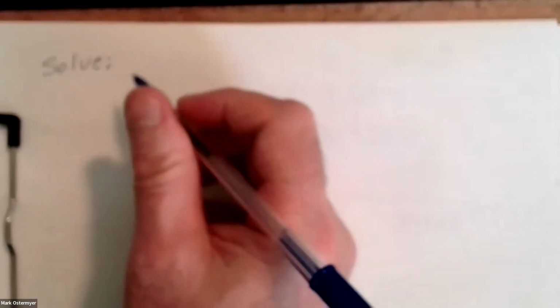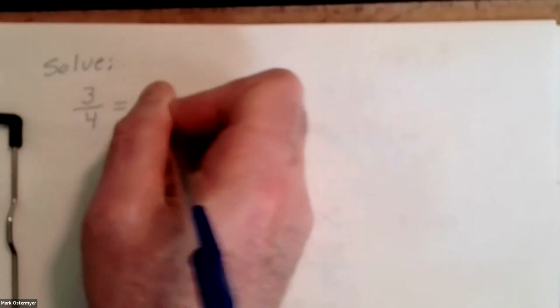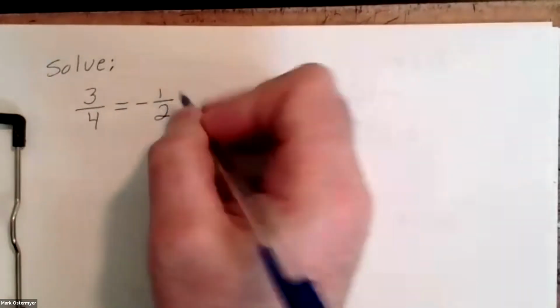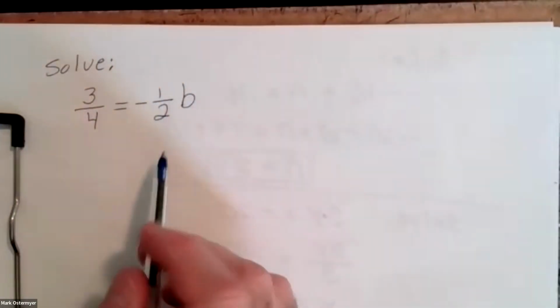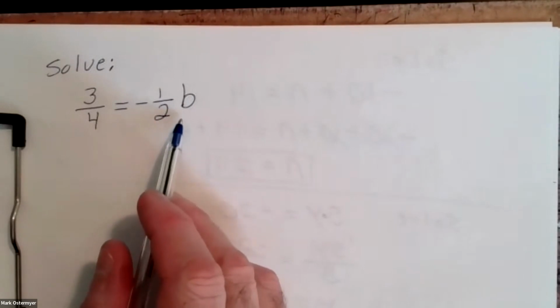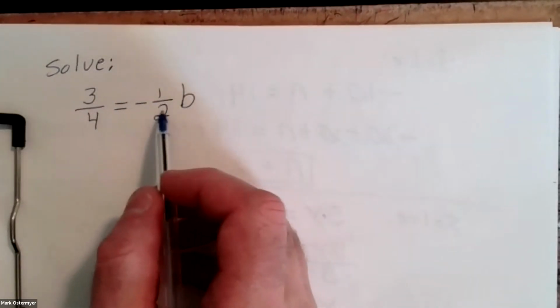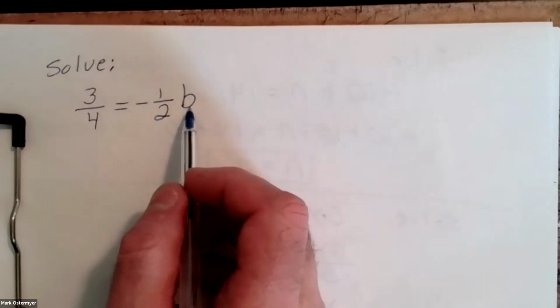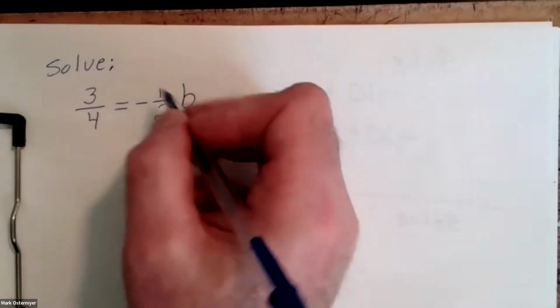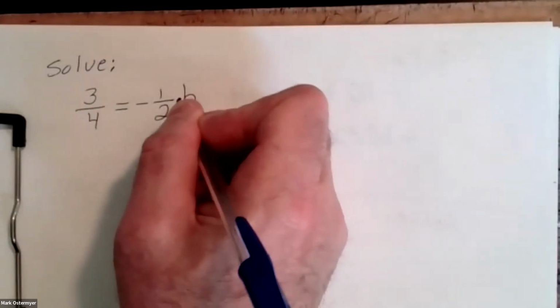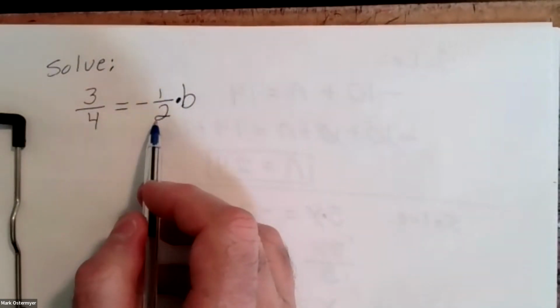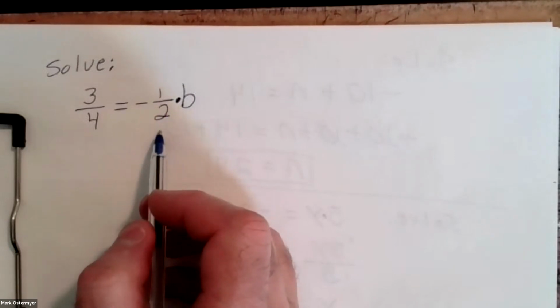Okay, let's try this one here. Let's try to solve this equation. 3/4 is equal to negative 1/2 times b. We will try to solve this linear equation for the variable b. Now we got to get b all by itself on the right side of our equation. In order to do that, we have to get rid of this negative 1/2 that is being multiplied by b. It's understood it's negative 1/2 times b.